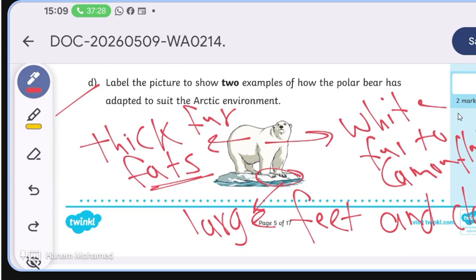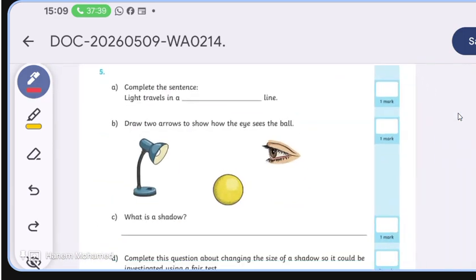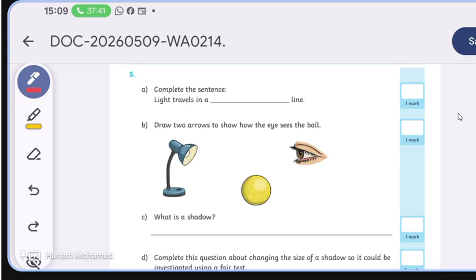So we can see many things in fact. White fur to camouflage, that's why it can hunt easily. Thick fur and thick fat to keep it warm, large feet and claws to hunt easily. The next is talking about light, because this sheet is about everything you studied in year 6.